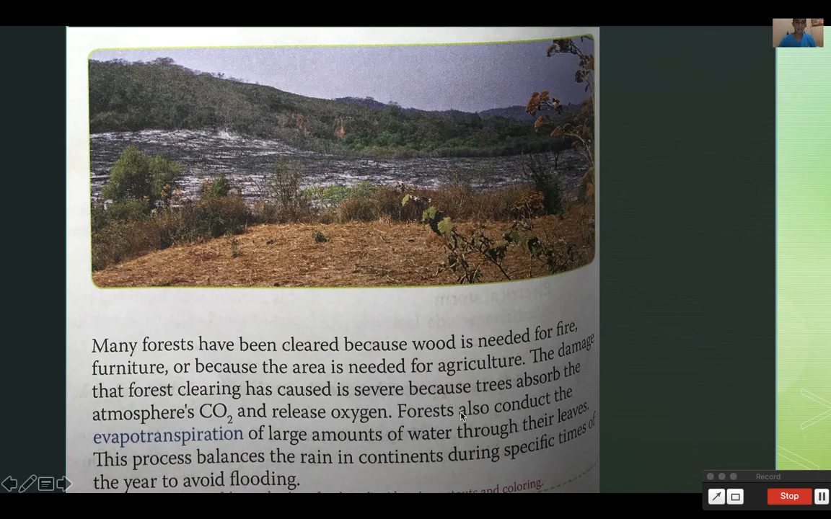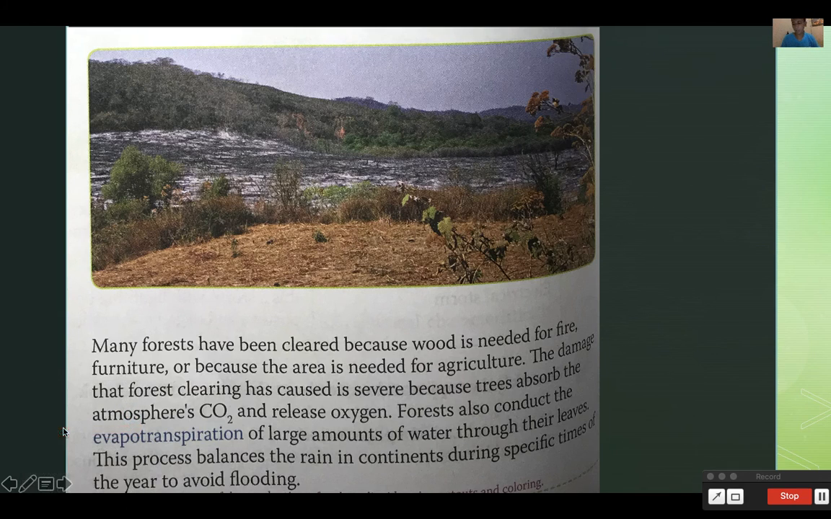Many forests look like that. Look at this picture. What can you see there? Nothing. There is nothing good in that picture. That looks so sad. Why? Because we don't have trees over there. Just imagine.